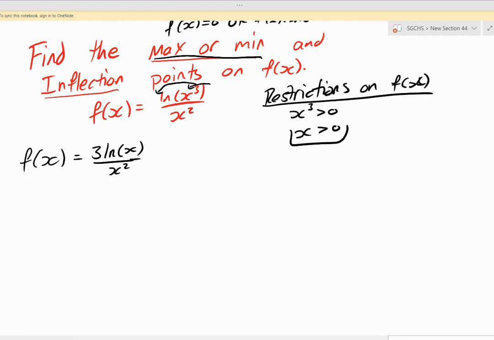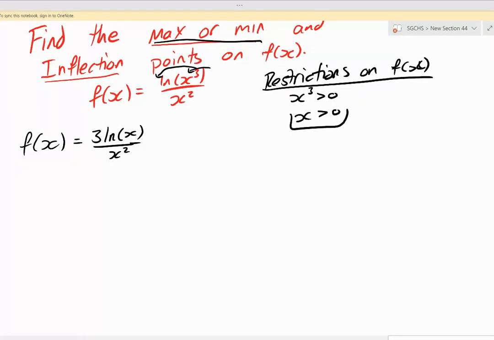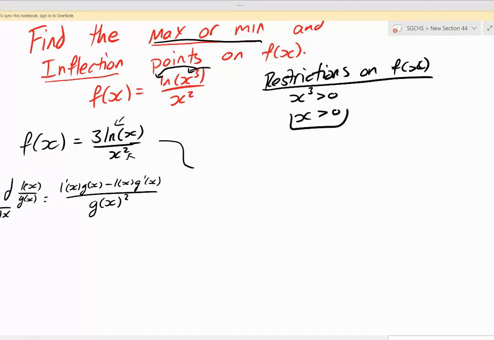Now I'm going to start deriving this because it's a little bit easier. I'm going to have to apply my quotient rule due to the fact that I have a function dividing a function. So here, the derivative of L of x over g of x will equal L prime x times g of x subtract L of x times the derivative of g of x over g of x squared. So L of x is my numerator, g of x is my denominator. So let's start deriving that.